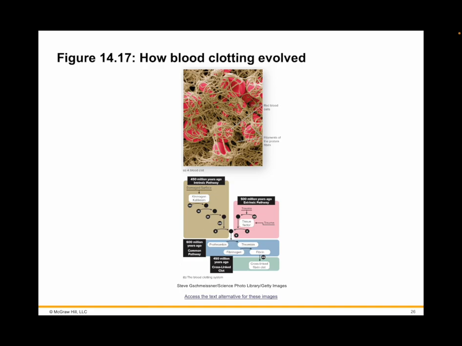50 million years later, a third component was added, the so-called intrinsic pathway. This is highlighted in tan. It is triggered by contact with jagged surfaces produced by injury. Again, amplification and sensitivity were increased, ultimately ending up with blood clots formed by the cross-linking of a protein called fibrin, in which fibrinogen is the inactive form that becomes activated into fibrin.